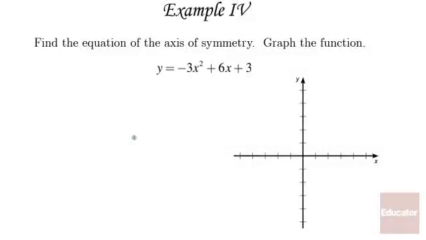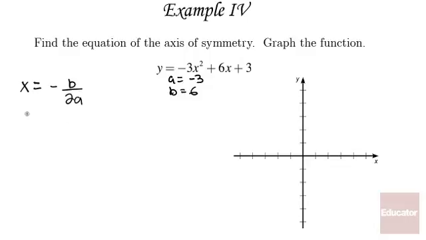This time we're asked to find the equation of the axis of symmetry and then to graph the function. I'm looking, and this is in standard form, and the equation for the axis of symmetry is defined by the vertical line at x equals negative b over 2a. A equals negative 3, and here b equals 6.